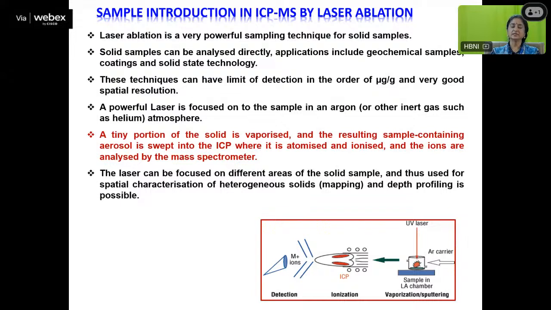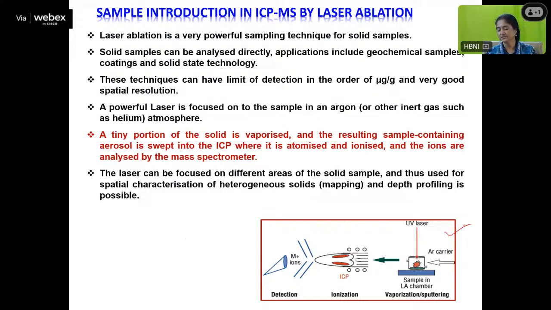So now a tiny percent of the solid sample is vaporized, and the resulting sample containing aerosol is swept into the ICP, where it is atomized and ionized, and finally the ions are analyzed by the mass spectrometer. So the laser can be focused on different areas of the sample and thus used for spatial characterization of a heterogeneous solid sample. It is called mapping. Your laser can be put here, then slowly here, then here; like that you can map the total surface by focusing the laser at various places.